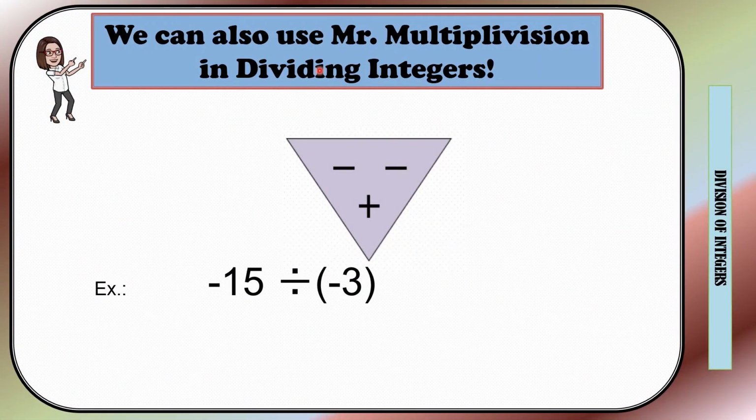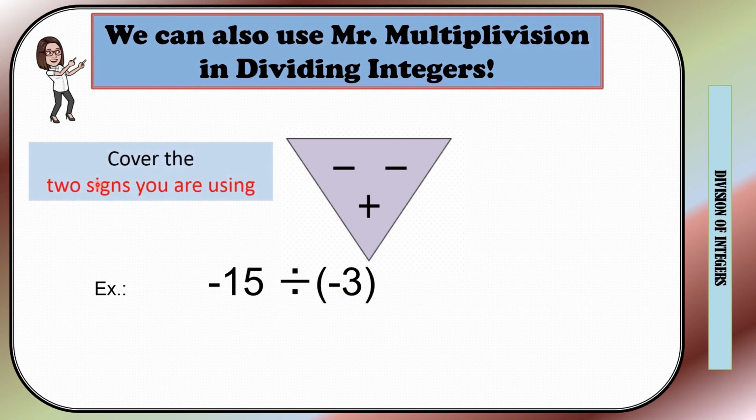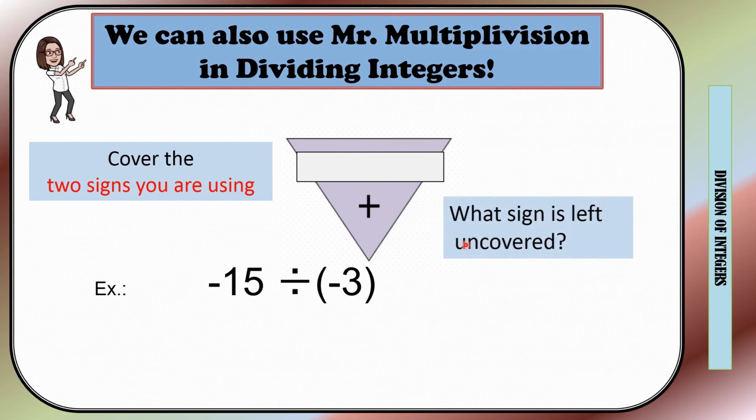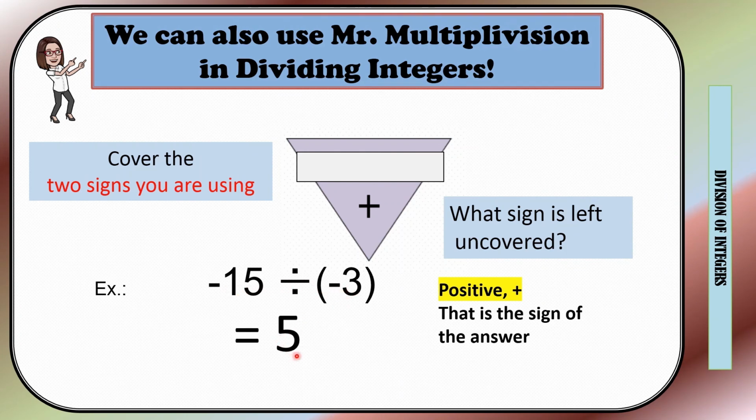We can use multiplication for dividing integers. So we use this in multiplication. At the same time, we can also use multiplication for dividing integers. Example here, negative 15 divided by negative 3. So again, remember that we have to cover the two signs that you are using. So this is negative, this is also negative. So we can cover those negatives here. Then remember that the sign left uncovered will be positive. That is the sign of our quotient. So instead of multiplying, we will divide. 15 divided by 3 is just positive 5. Okay.